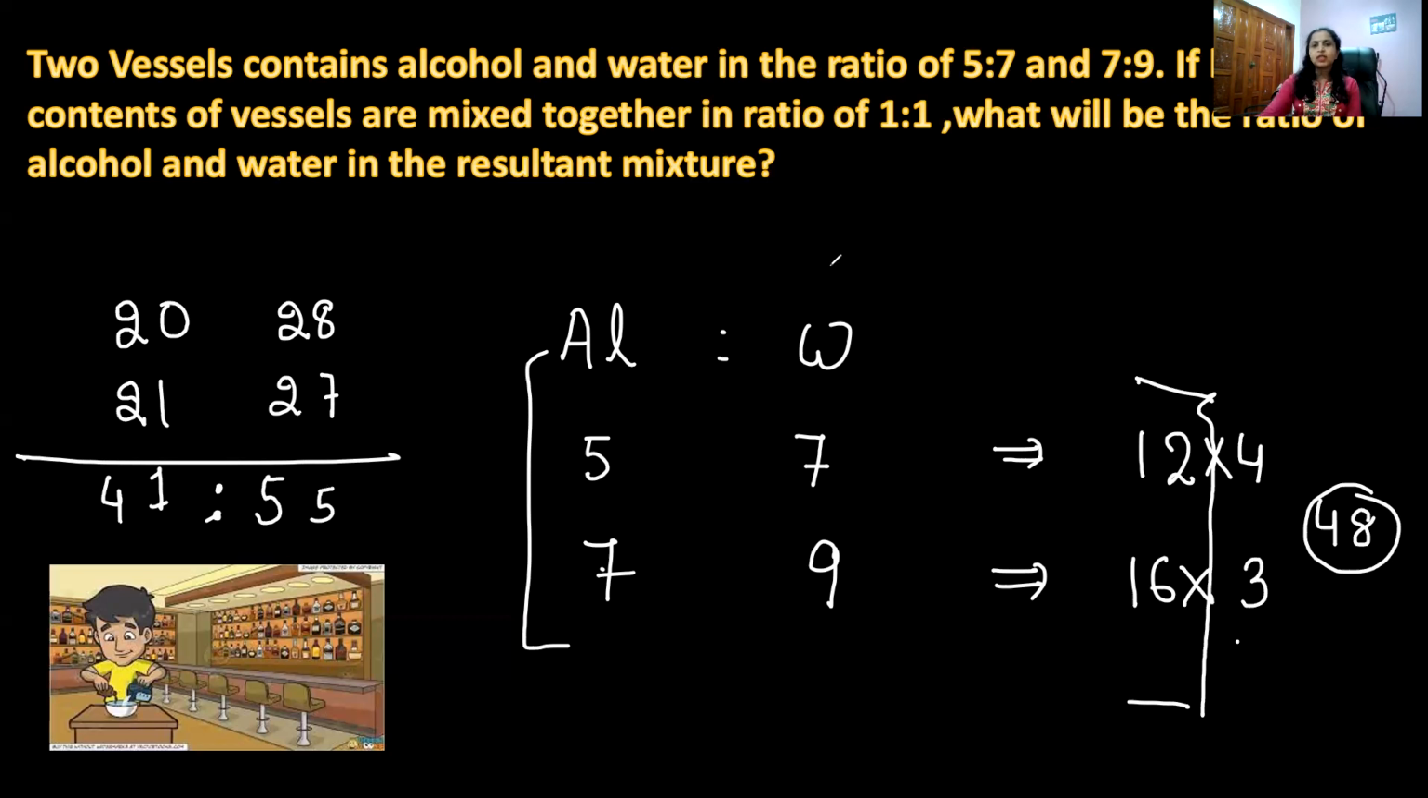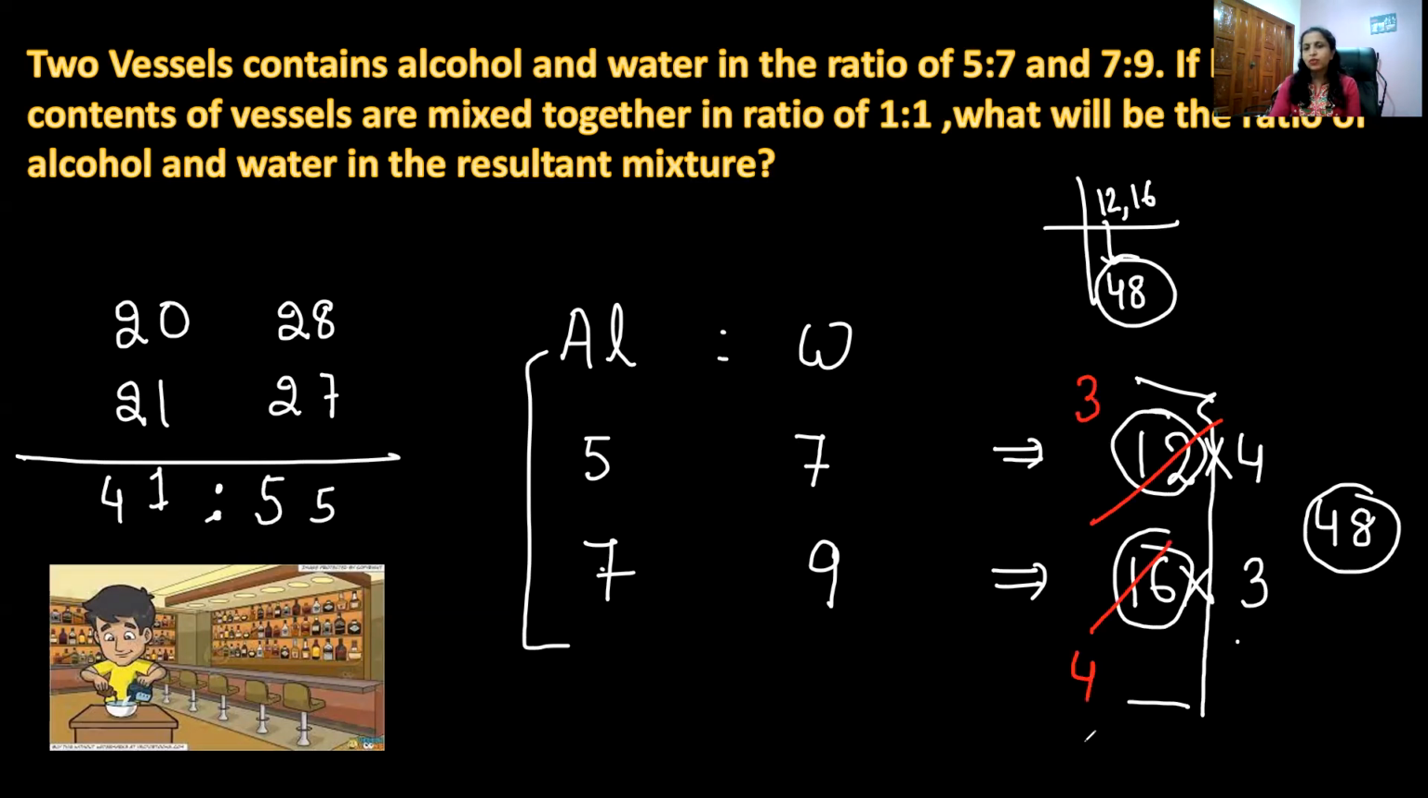I'll repeat the whole process. Whenever you see the sum is not same, 12 and 16, we are going to take the LCM of 12 and 16, which is 48. Or what you can do easily, if you don't want to go for LCM, you cut the number. So 4 times 3 and 4 times 4 is 16. Cross multiply this one by 3 and this one by 4. So 4 times 5, 20, 4 times 7, 28. Now here 3 times 7, 21, 3 times 9, 27. Add them, and whatever answer comes will be the answer for your resultant mixture.